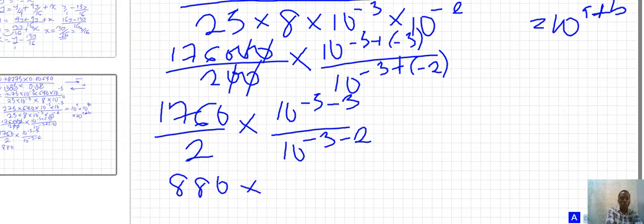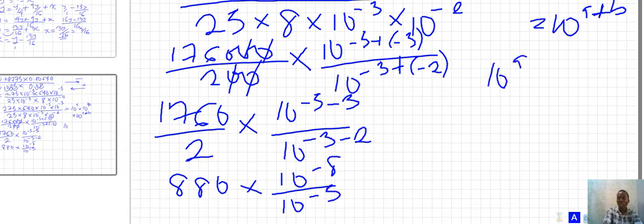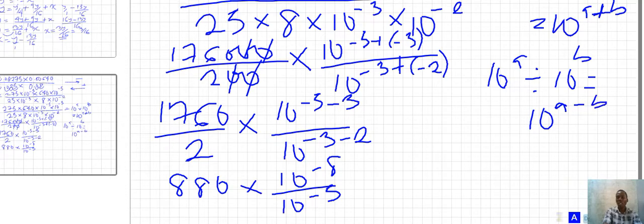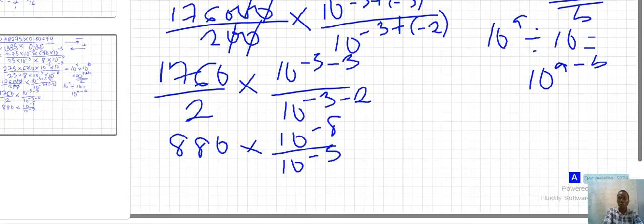So we'll have 880 times 10 raised to power minus 8, 5 plus 3 is 8, all over 10 raised to power minus 5. So remember, in indices, when this is 10 raised to power a divided by 10 raised to power b, the answer will be 10 raised to power a minus b. That's the reverse case of this other one. So that we will use over here.